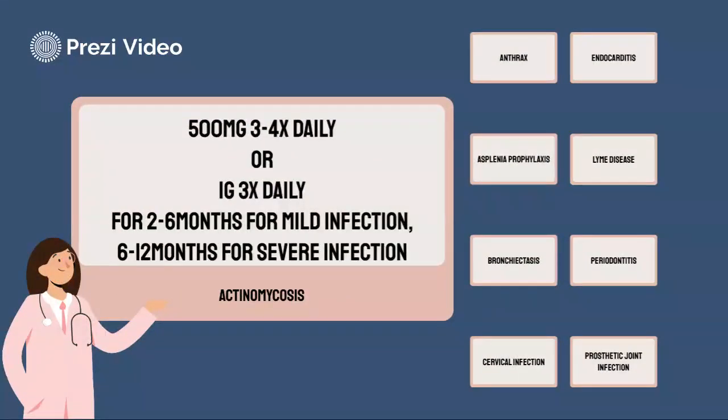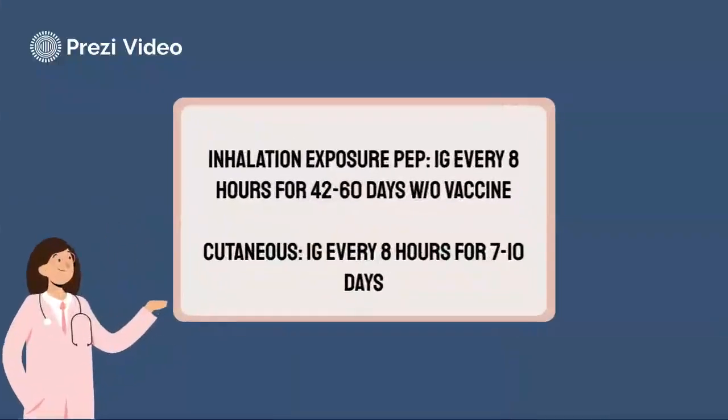You may use amoxicillin for actinomycosis at 500 milligrams 3 to 4 times daily or 1 gram 3 times daily, for a duration of 2 to 6 months for mild infection and up to 6 to 12 months for severe infection. You may also use it for anthrax. For inhalation exposure, you may use 1 gram every 8 hours for 42 to 60 days without vaccine, and for cutaneous exposure, you may use 1 gram every 8 hours for 7 to 10 days.